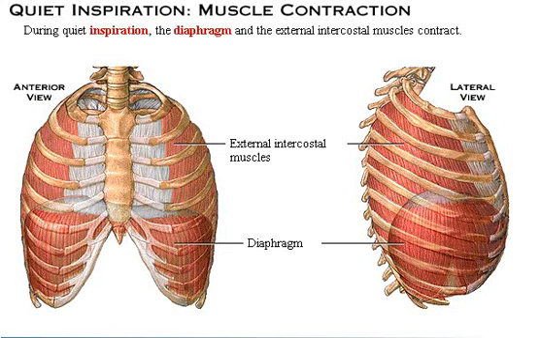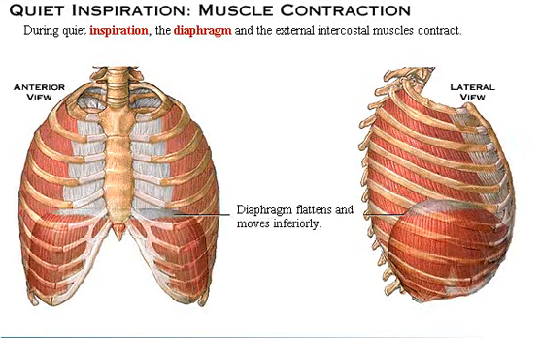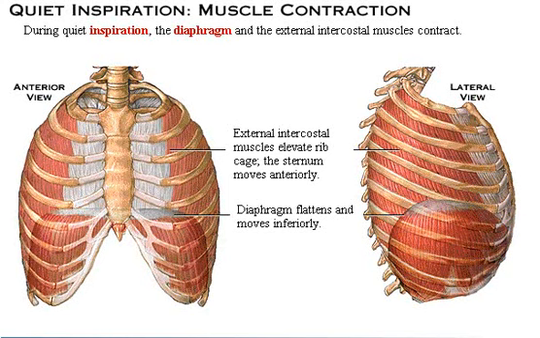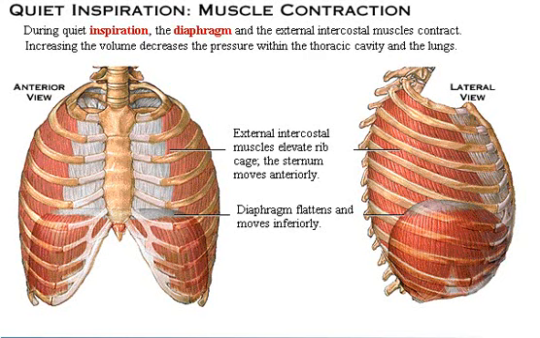During quiet inspiration, the diaphragm and the external intercostal muscles contract, slightly enlarging the thoracic cavity. Notice how the diaphragm flattens and moves inferiorly, while the external intercostal muscles elevate the rib cage and move the sternum anteriorly. These actions enlarge the thoracic cavity in all dimensions. As we learned from Boyle's law, increasing the volume decreases the pressure within the thoracic cavity and the lungs. Click either illustration to repeat inspiration.